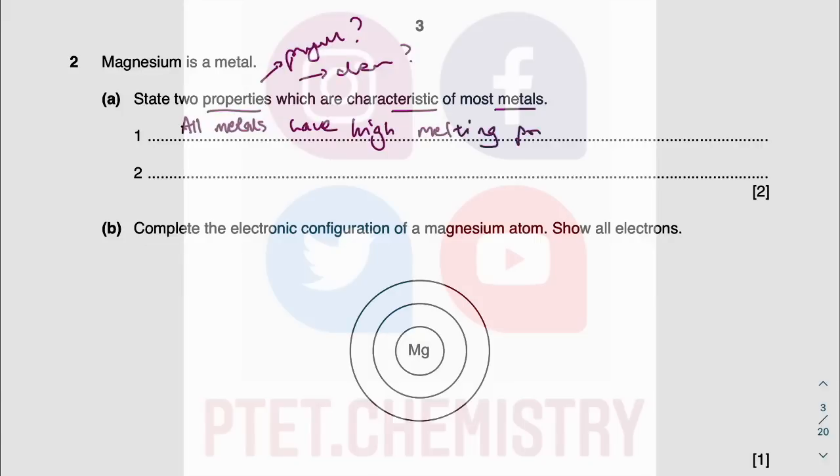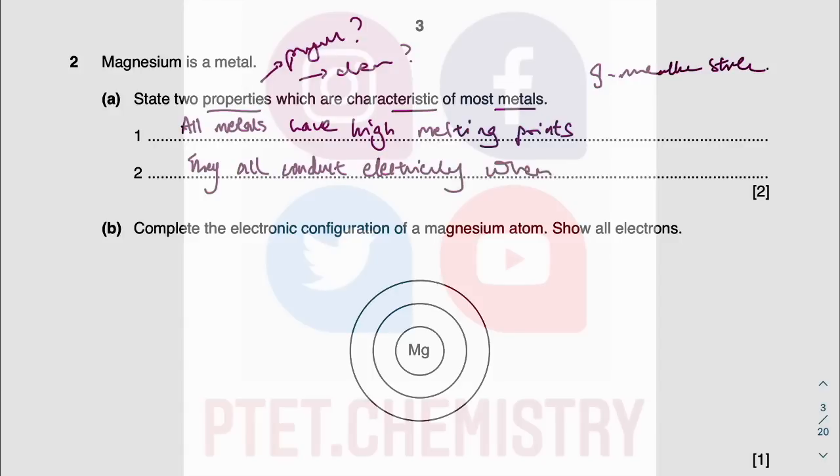What else can you say about metals? It's a giant metallic structure. If you know the metallic structure, you will know that they have a sea of delocalized valence electrons, and they also have their cations suspended in that sea of delocalized valence electrons. So they all can conduct electricity. When solid or molten, they will have free electrons to conduct electricity. You can talk about malleable, so all metals are malleable. You can talk about all metals being ductile as well. So those are properties of metals.